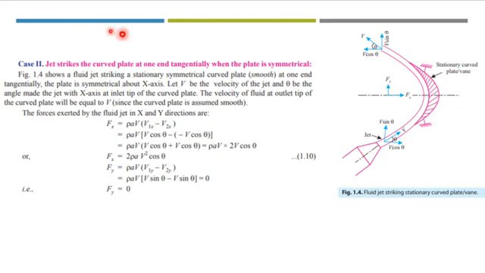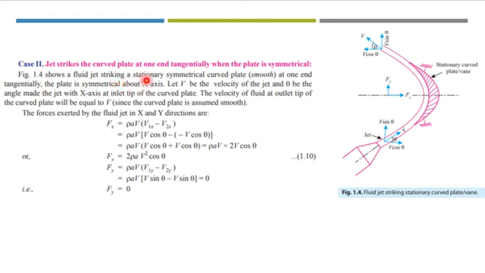The second case of curved plate is that a jet strikes the curved plate at one end tangentially when the plate is symmetrical. Symmetrical means it has same inlet and outlet angle. So this is a curved plate. This is stationary. This is fixed, and here is a nozzle fitted at the end of a pipe, and a jet is striking this fixed plate at one end. In the previous case, the jet was striking at its center. In this case, the jet is striking at its one end tangentially.